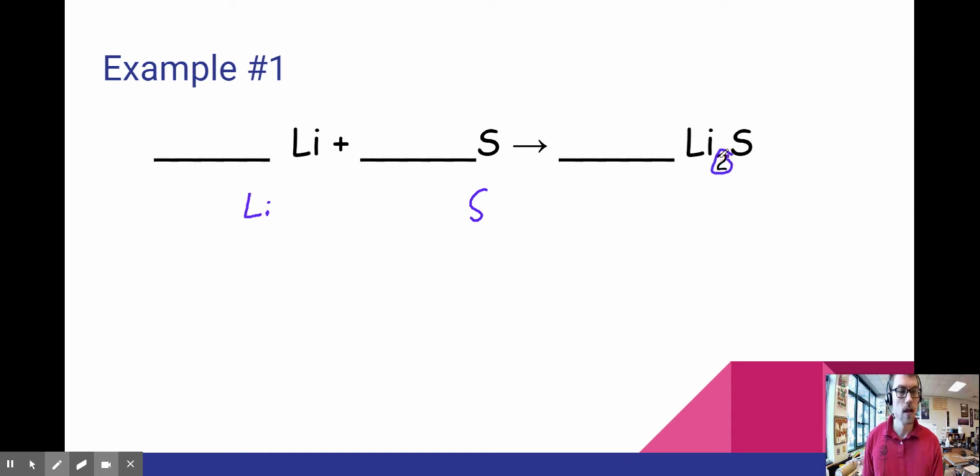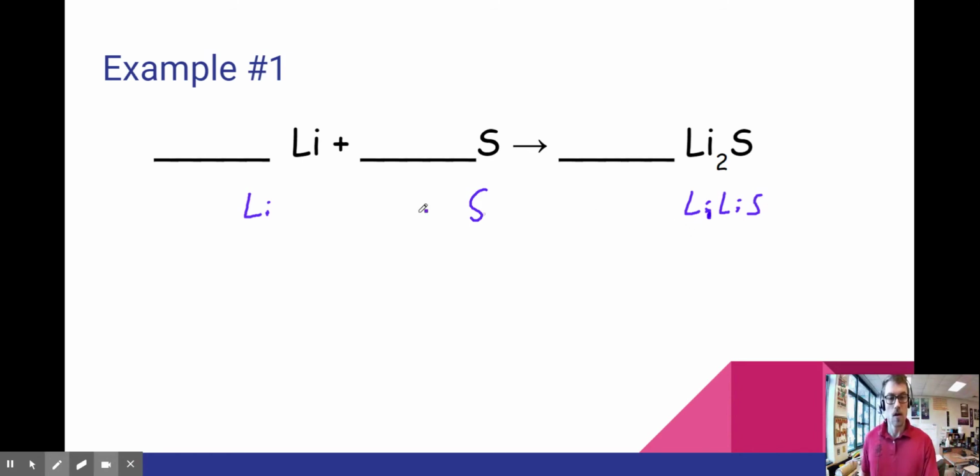This 2, we need to know, applies to the Li. Okay, it does not apply to the S. This is saying that there are 2 lithiums. So what I would do is I would write Li, Li S. And the reason why I would do that is that it's going to help you to remember that there are 2 lithiums. It can be confusing if you just write Li2S, because again, this is not something that we're super comfortable with yet.